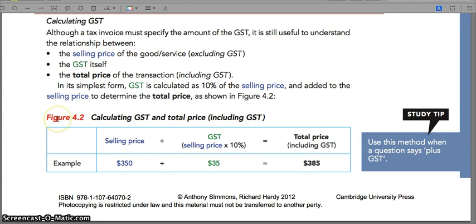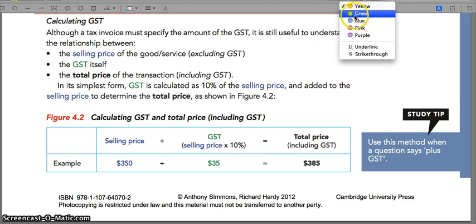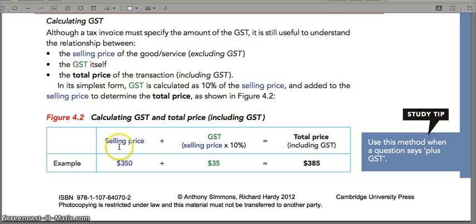Quite a simple process. Basically, you've got 2 ways of doing it. If you've been given the sales price, it's really, really easy. You just add 10% to the selling price. This is added to the selling price to give you the total price. So it's just selling price times 10%.